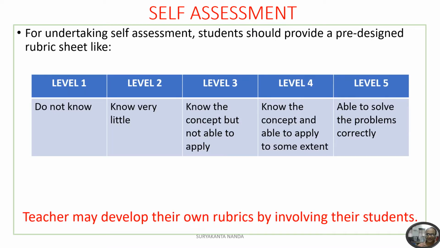For undertaking self-assessment, students should be provided a pre-designed rubric sheet like this. This is just one example for you. I have given here 5 levels. Level 1, don't know. Level 2, know very little. Level 3, know the concept but not able to apply. Level 4, know the concept and able to apply to some extent. Level 5, able to solve the problem correctly.